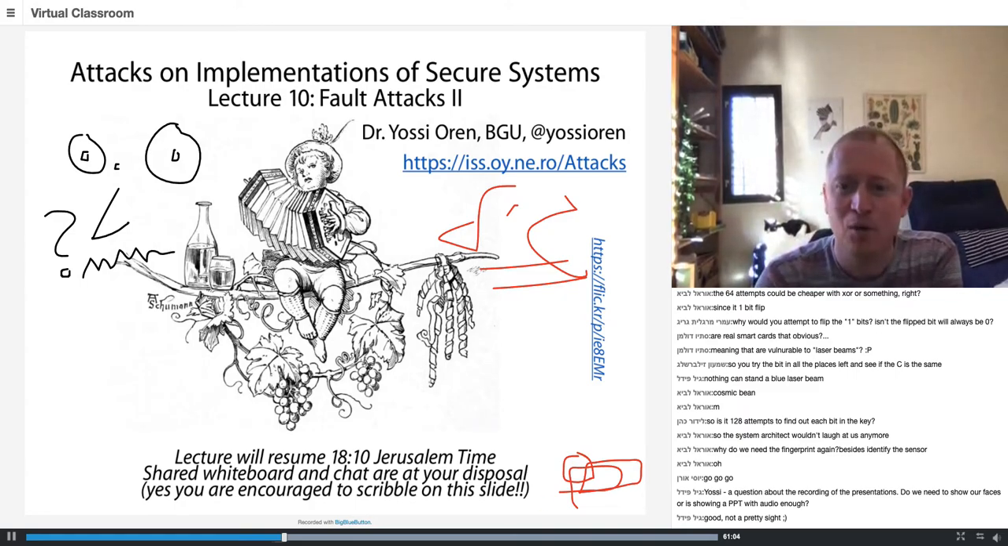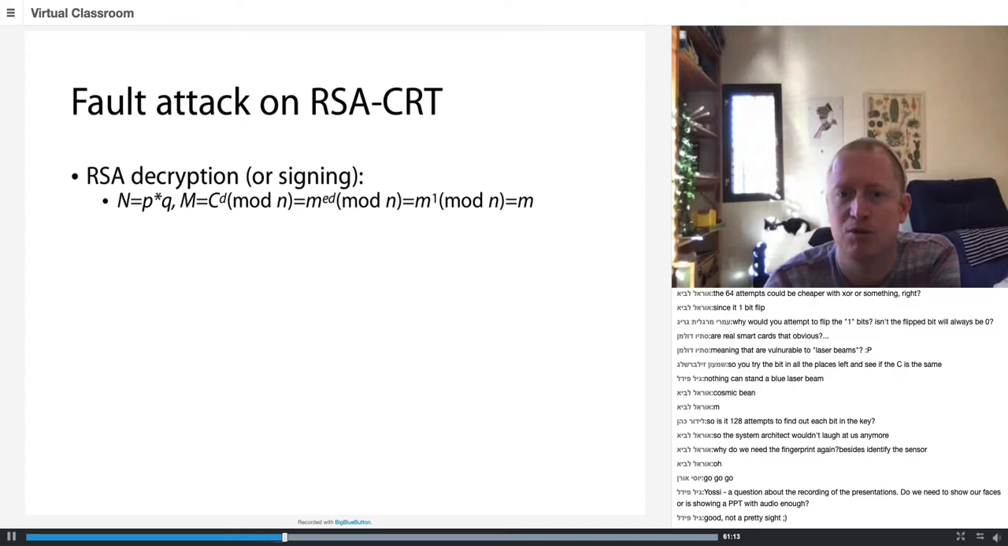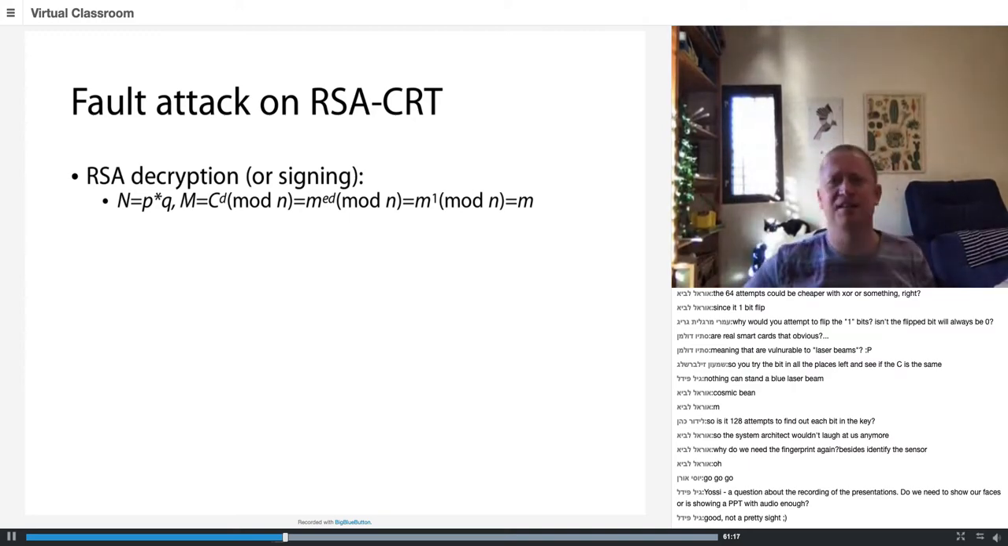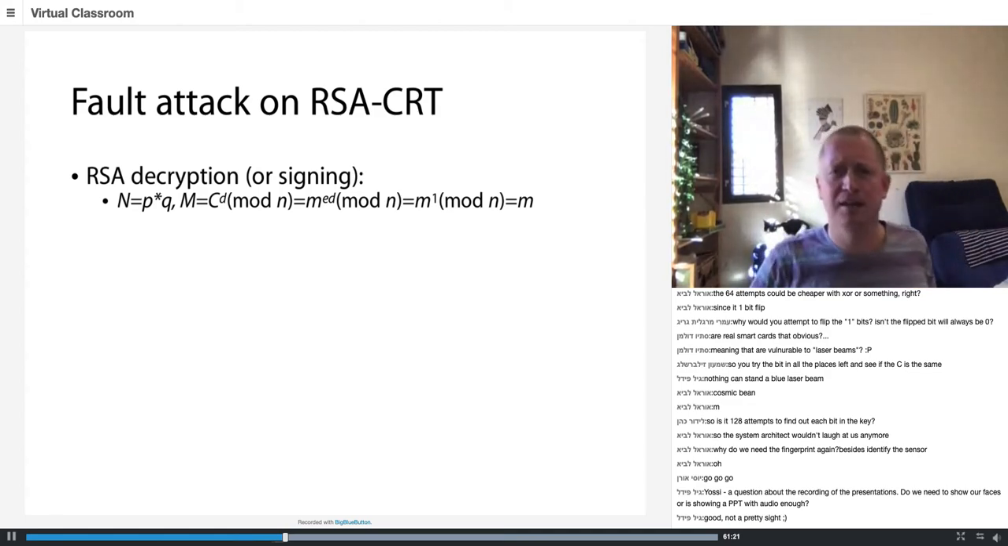Yeah. So, what is the idea of Boneh DeMillo Lipton? We have an RSA operation, RSA encryption, decryption of something. And again, the idea is that the secret key is used for the decryption or the signing, and the public key is used for the encryption or the verification. And as it happens, decryption or signing is quite expensive. And the operation is C to the power of D.